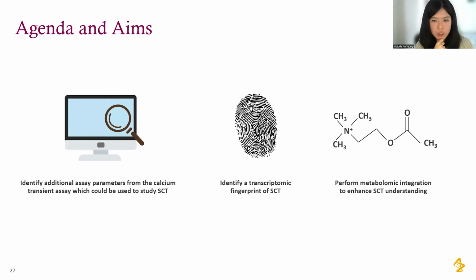So now we come on to the final part of my talk, which focuses on metabolomic analysis of structural cardiotoxicity. So the power of metabolomics is that it's a very dynamic readout of different perturbations, and therefore it could give us a complementary picture of how our compounds are inducing structural cardiotoxic effects on cardiac microtissues.